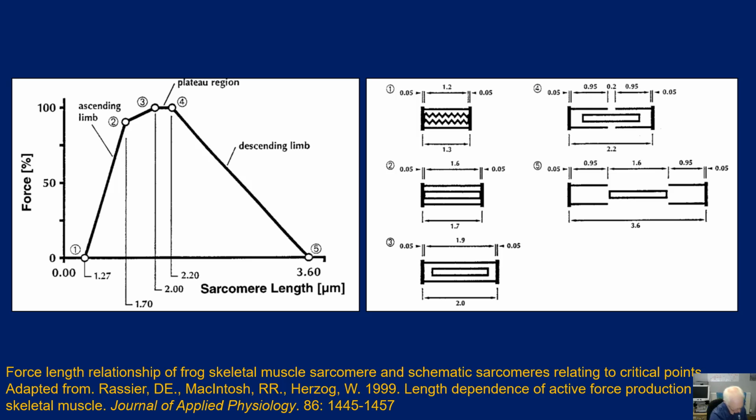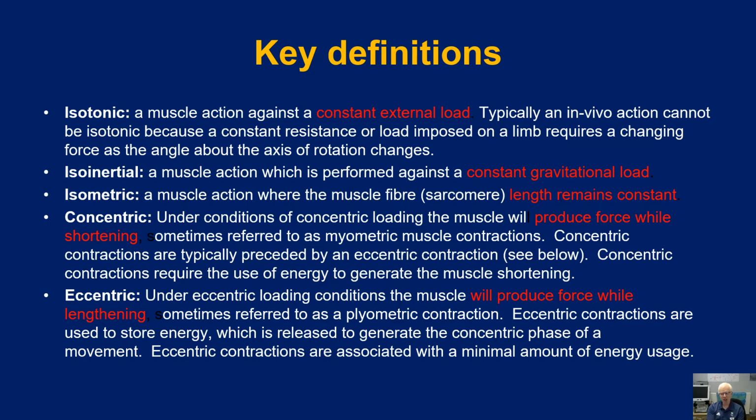And what this tells us is that, depending upon the point of the range of motion, we get a difference in the amount of force being produced. And this relates to the definition and this notion that, as it's written, a constant resistance load imposed on a limb requires a changing force. So if you think about doing a squat, in a squat movement, the velocity at which you can move that bar changes dependent upon where you are in that movement.